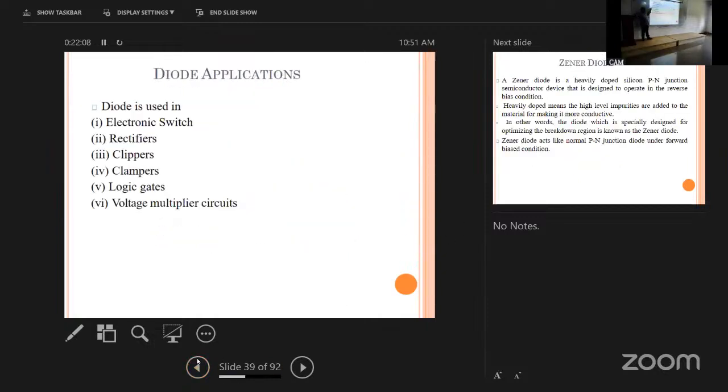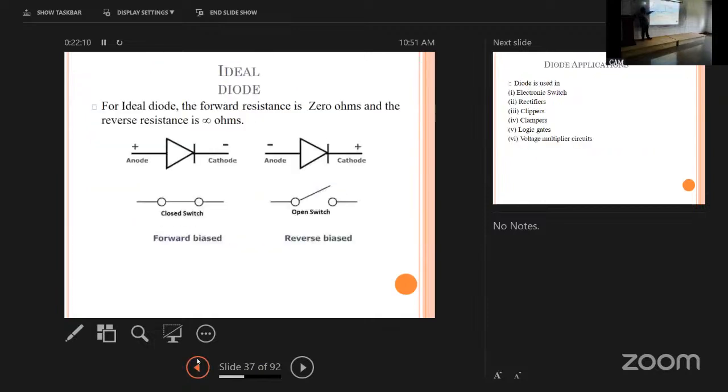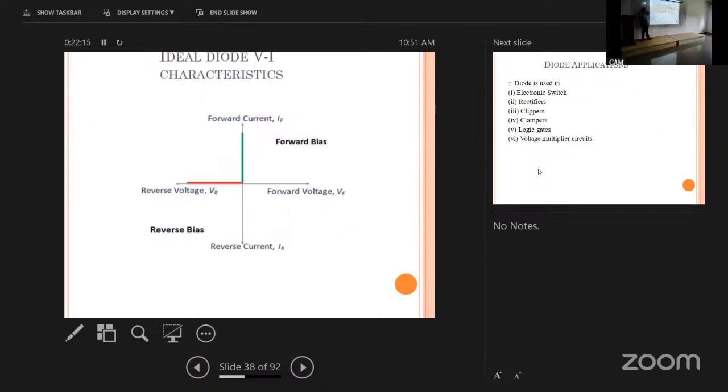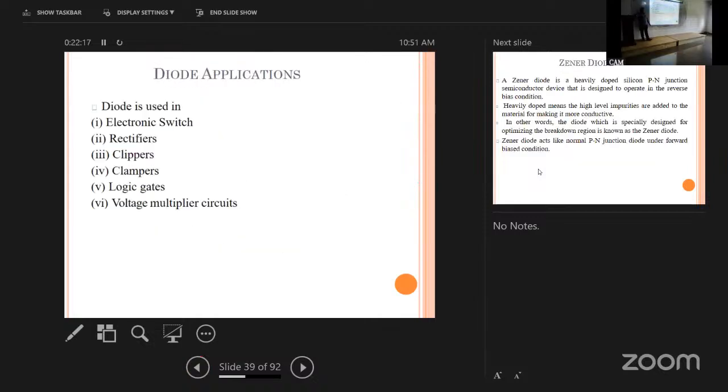So the diode is used as an electronic switch. These are the applications of the diode. The diode is used as an electronic switch, as a rectifier, as clippers and clampers, and in voltage multiplier circuits also. So everywhere we will use the diode. No need to worry about that.